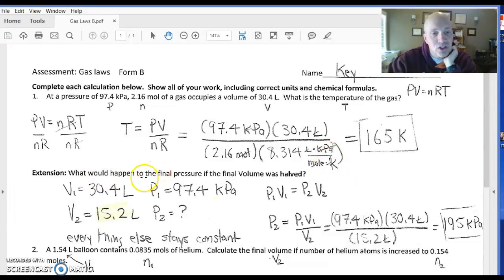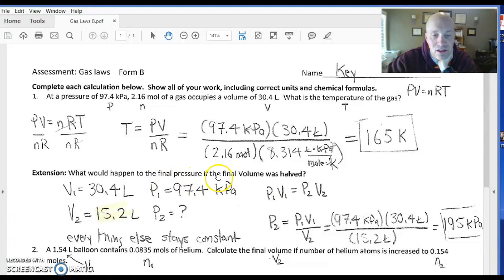All right, follow-up question. What would happen to the final pressure if the final volume was halved? All right, so essentially we're just taking all the information from this problem and we're making one change to it. All right, and remember, if it doesn't mention changing a property, leave it, assume that it doesn't change. All right, so we should assume that based on this information here, the only things that are going to change are the volume, and that's going to cause a pressure to change.